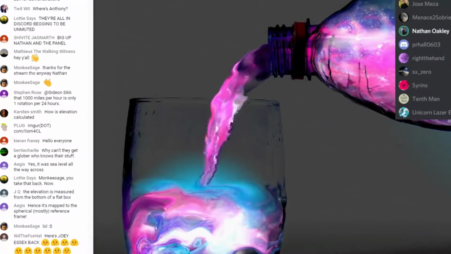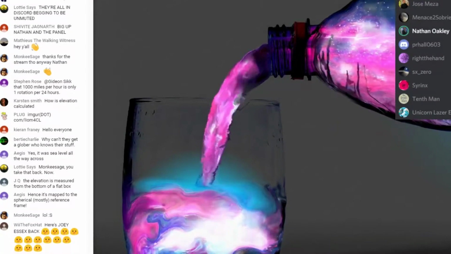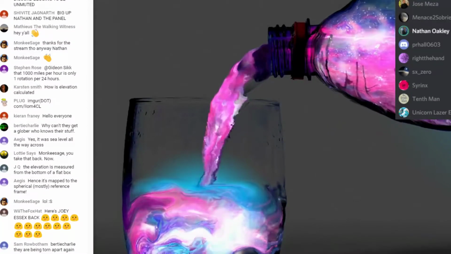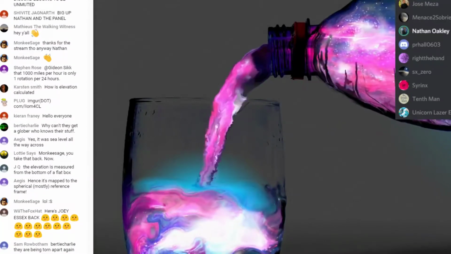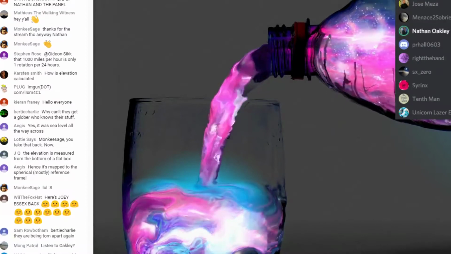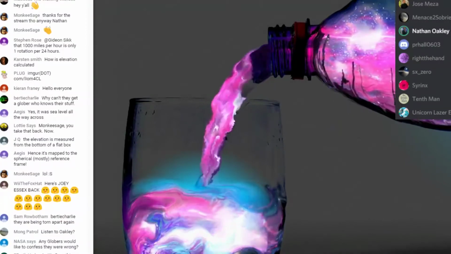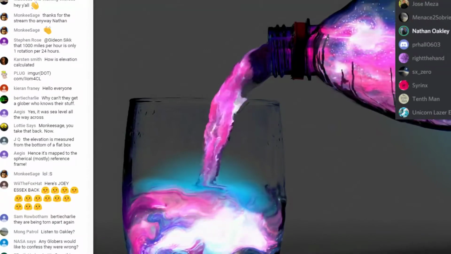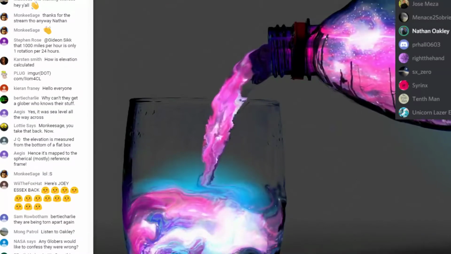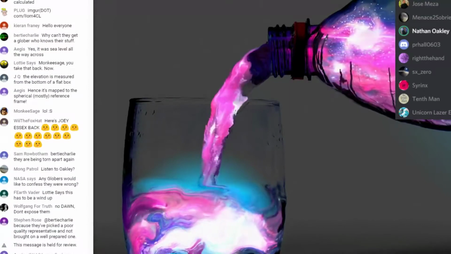I'm in the middle of a statement, apparently. Dawn, it's a sea level meter. So Dawn, I heard your assertion twice. Every time it presents it, the reference that it gives is flat. That box has got a flat bottom.